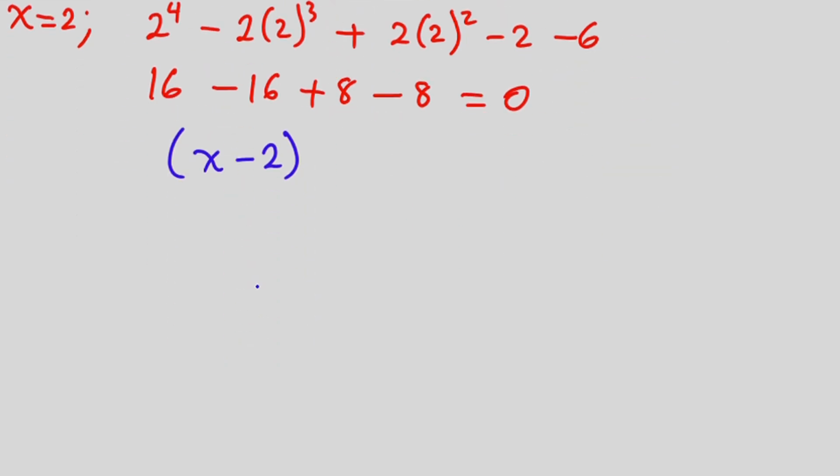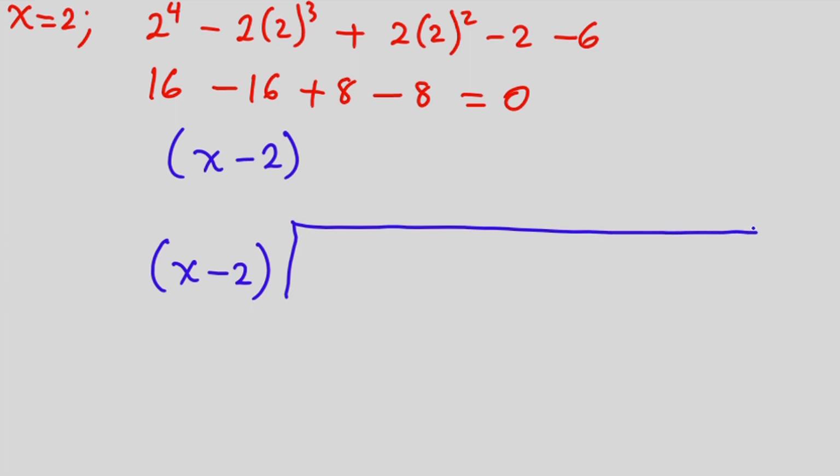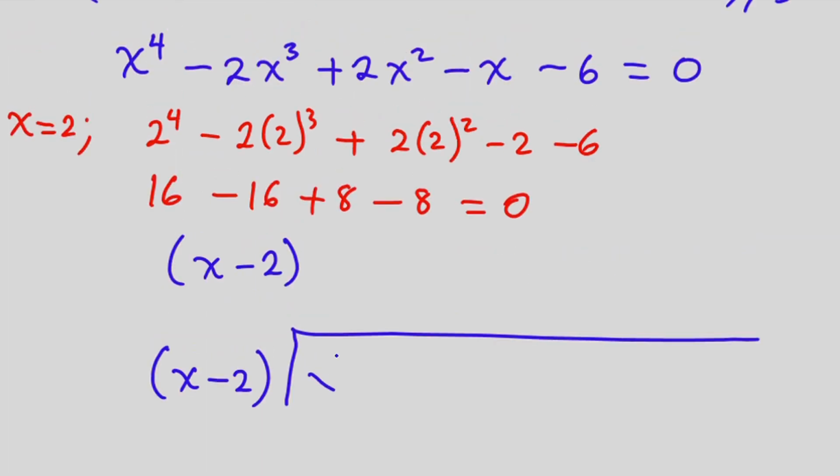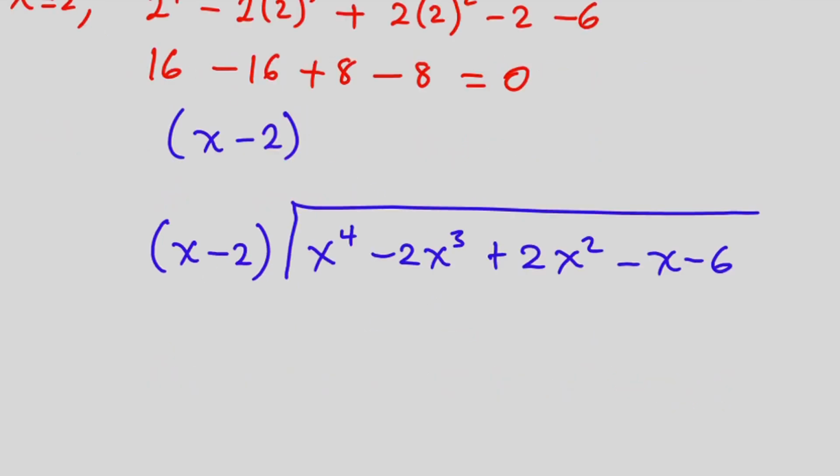So what we're going to do is to divide the equation by the factor, which is x minus 2, just like that. The equation, we have x to the fourth power minus 2x to the third power plus 2x to the second power minus x minus 6. I'm going to leave it for you to do it, but if you do it correctly, we are going to be getting this factor again, x to the third power plus 2x plus 3. If you do it correctly, this is what you are going to get.